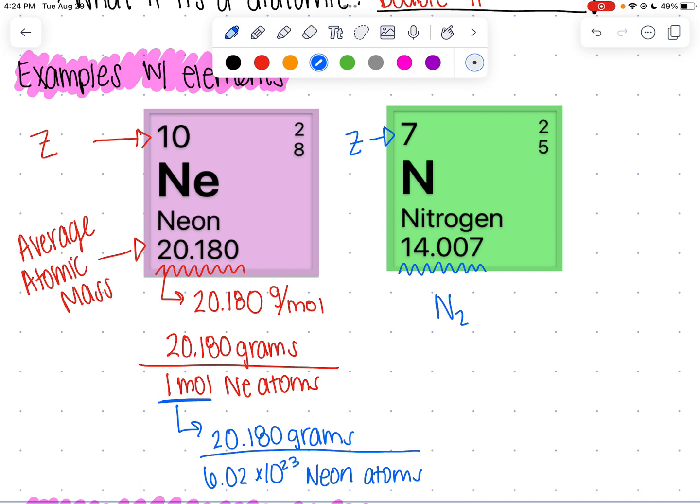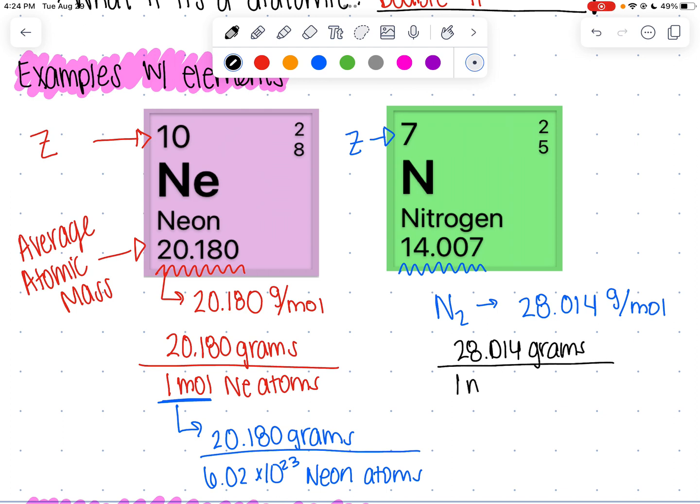So if I take 14.007 and I double it, I should get, well, let's see if I can do this math in my head, 28.014 grams per mole. So again, this is 28.014 grams per 1 mole of N2 molecules.